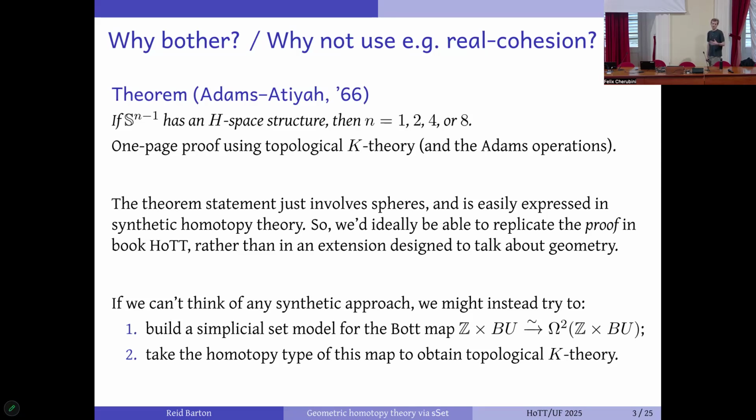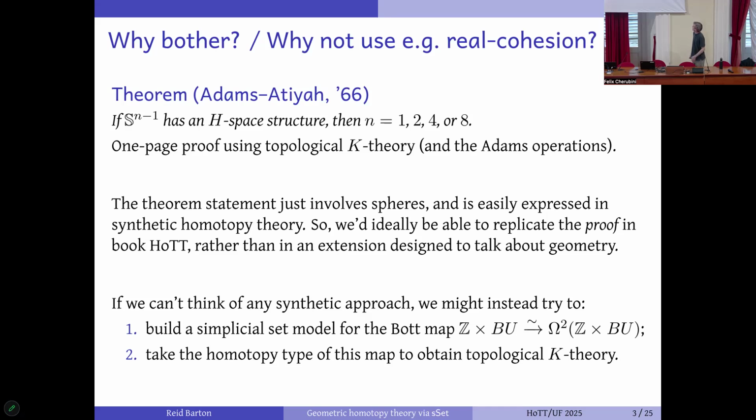And that's why one possible approach to building topological K-theory could be to work in some kind of cohesive setting, which is specifically designed to talk about geometric objects like Lie groups and so on. But I don't really want to do that, because I'd rather ideally just prove a theorem in the HoTT book by building K-theory in the HoTT book. And I'm willing to do a lot of work to get that if it's possible. Okay, so that's the premise of this project.